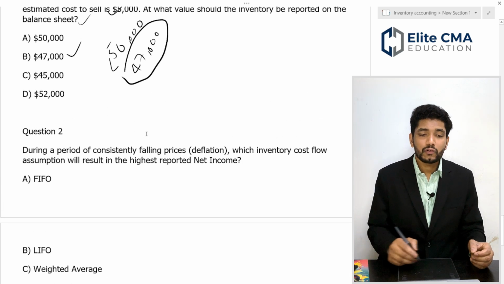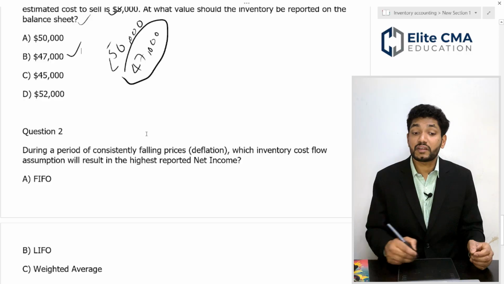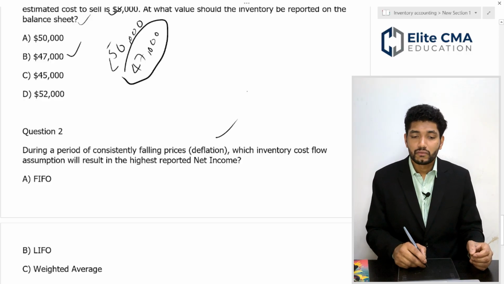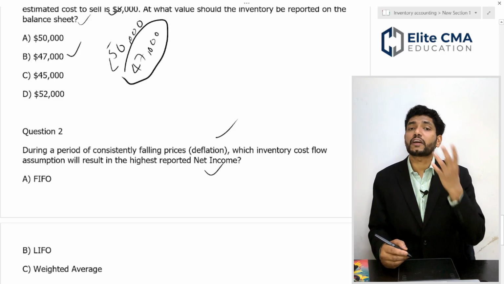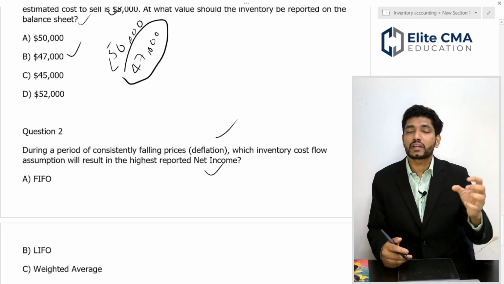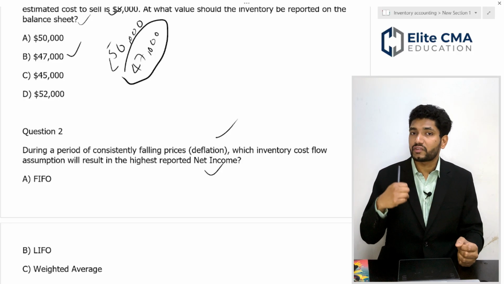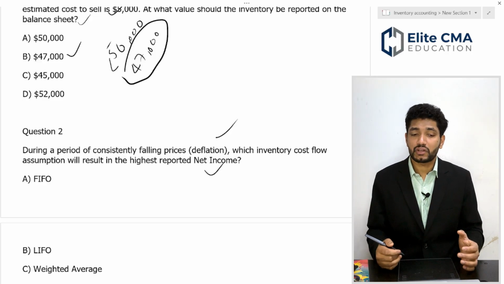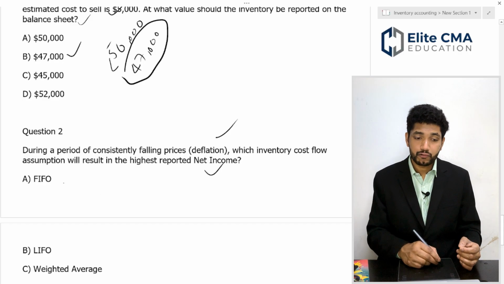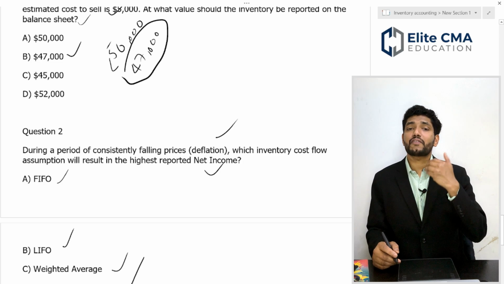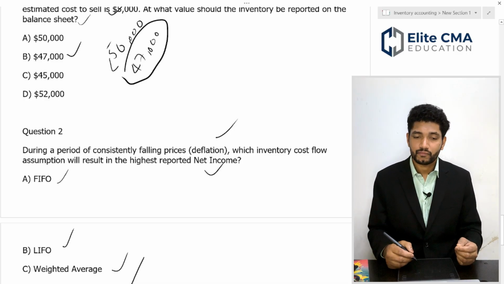So, let us move into question number 2. During a period of consistently falling prices, deflation, which inventory cost flow assumption will result in higher reported net income? Deflation means the prices are falling. In this environment, which inventory cost assumption will give you the highest reported net income? Option A, FIFO method, option B, LIFO method, option C, weighted average, and option D, specific identification. Which inventory valuation method will give you the highest reported income?